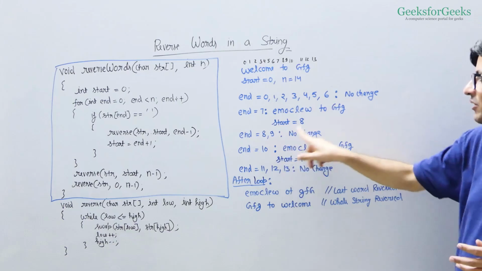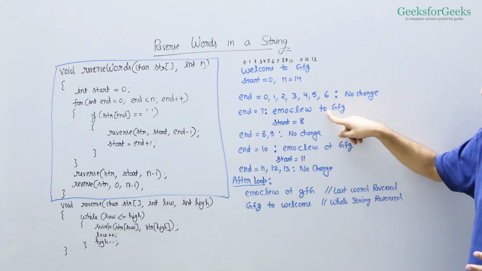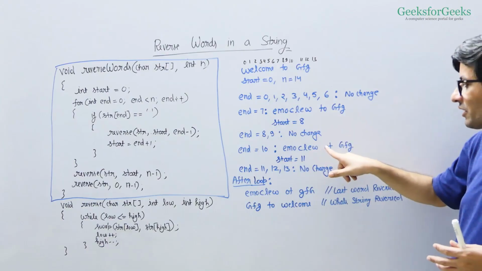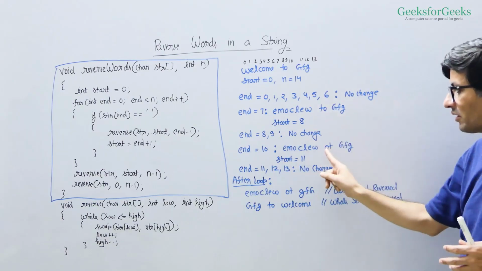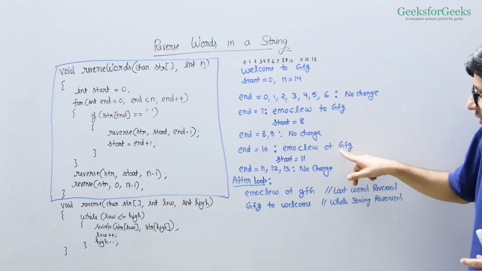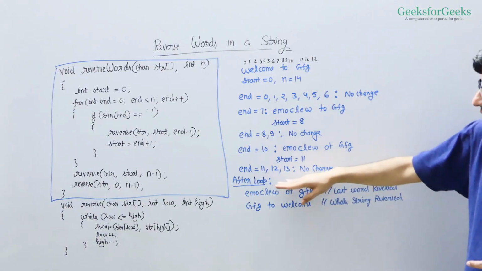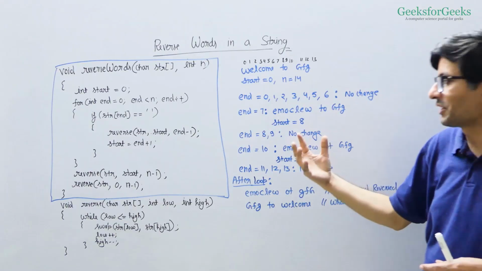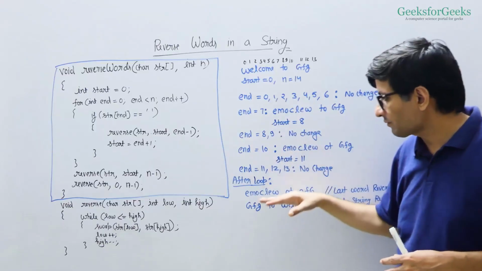When we come to 10, we see a space. Now when we see a space, we reverse the word from start to end minus 1. So we reverse this, TO, right? So it becomes OT. Now we again do not make any change for these indexes 11, 12, 13. And after 13 our loop stops because we have reached the end of the string or character array.